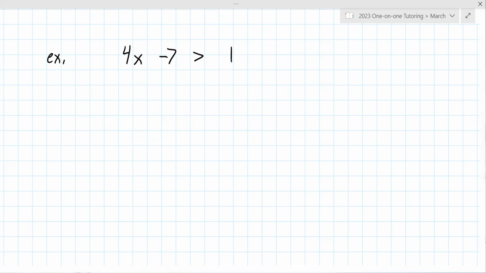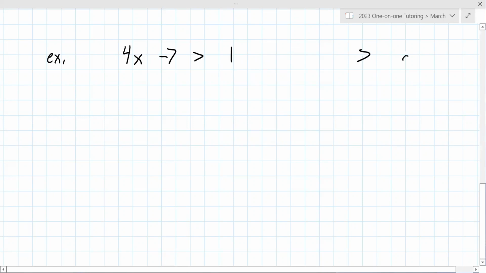All right, so let's do an example here. Let's say it's 4x minus 7 greater than 1. This is a good example here. 4x minus 7 greater than 1. So this symbol means greater than.